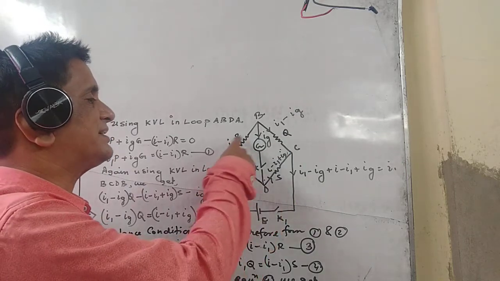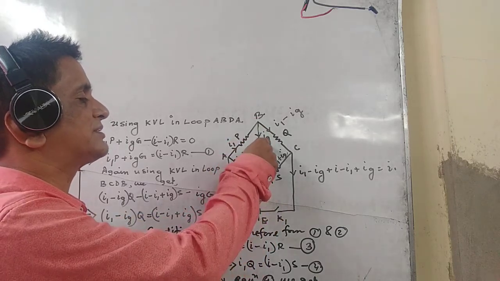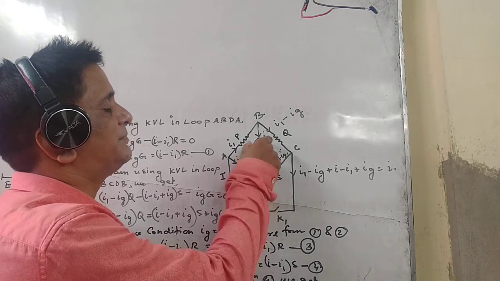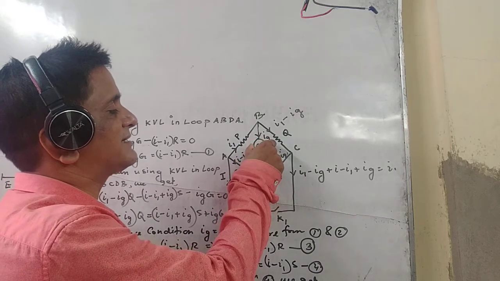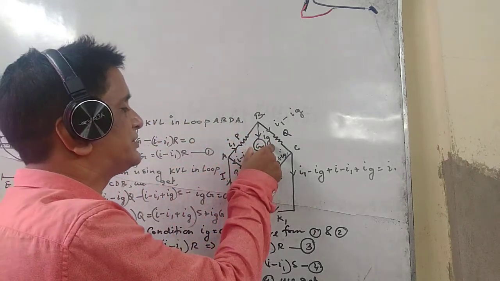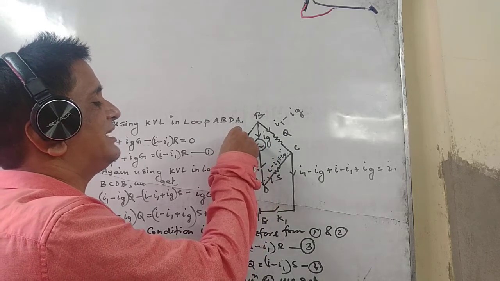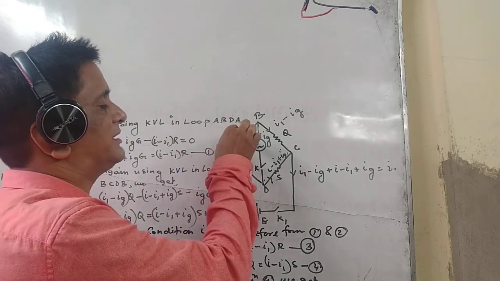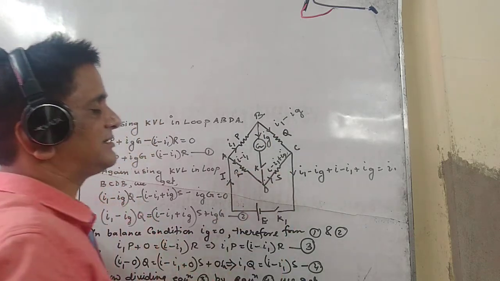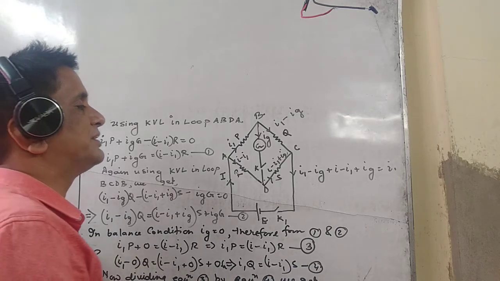If these four resistances are there and in between them a galvanometer having resistance G is there, current is flowing through them. If the current is in balanced condition, this current is zero. That means the value of Ig is zero. At that moment, the ratio of the resistances in adjacent arms, P by Q, must be equal to R by S. That is the Wheatstone Bridge principle.